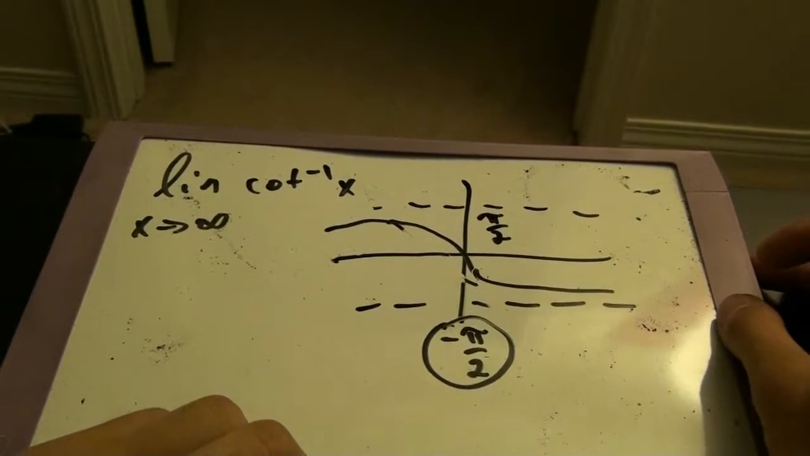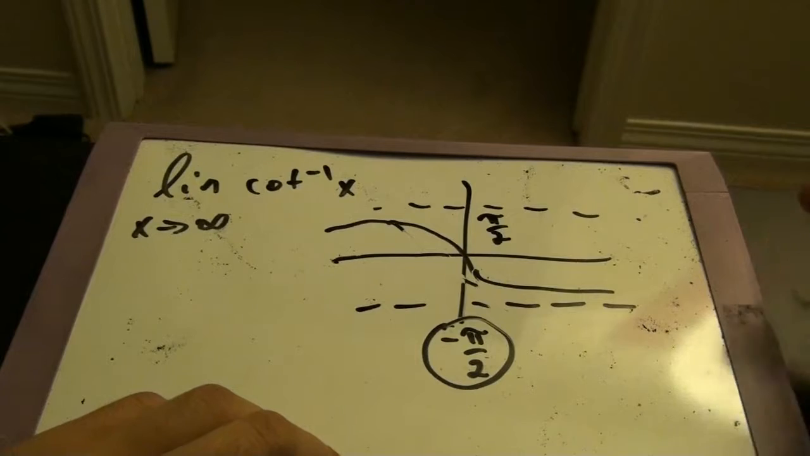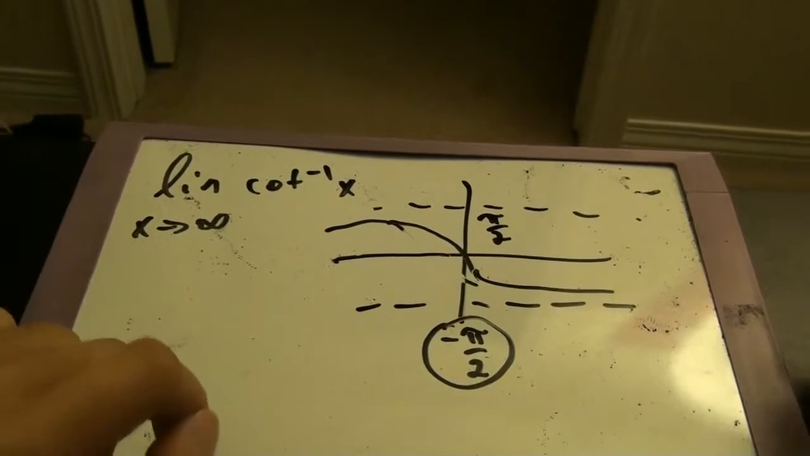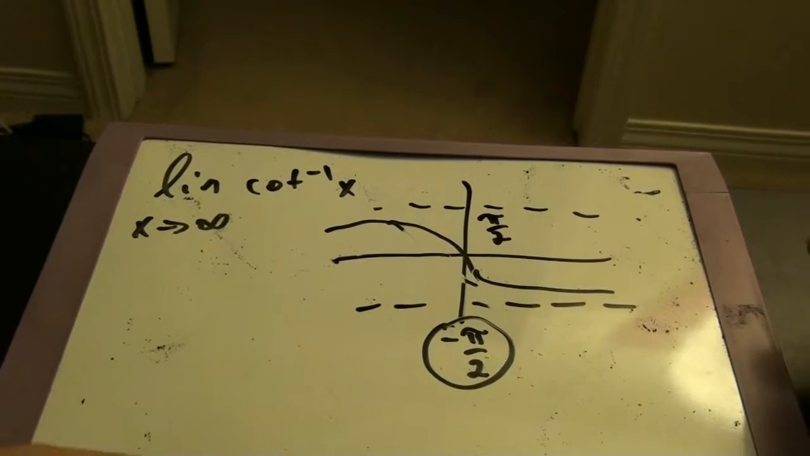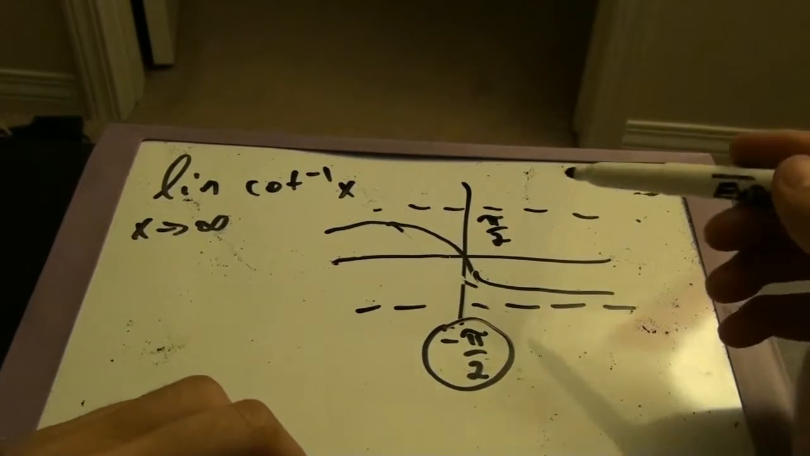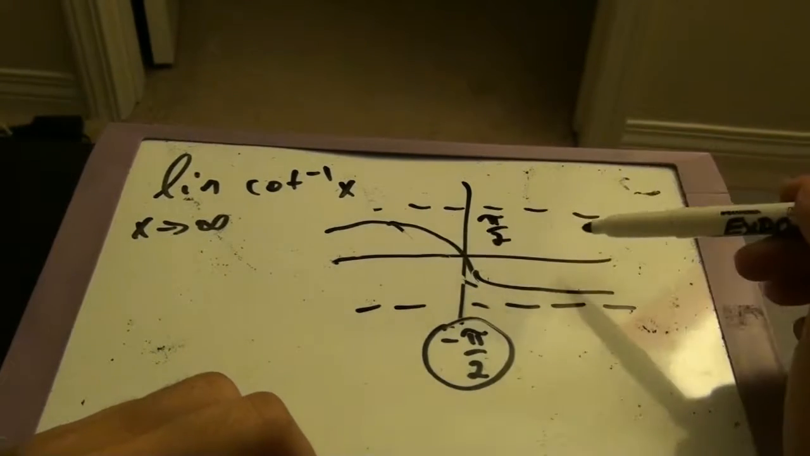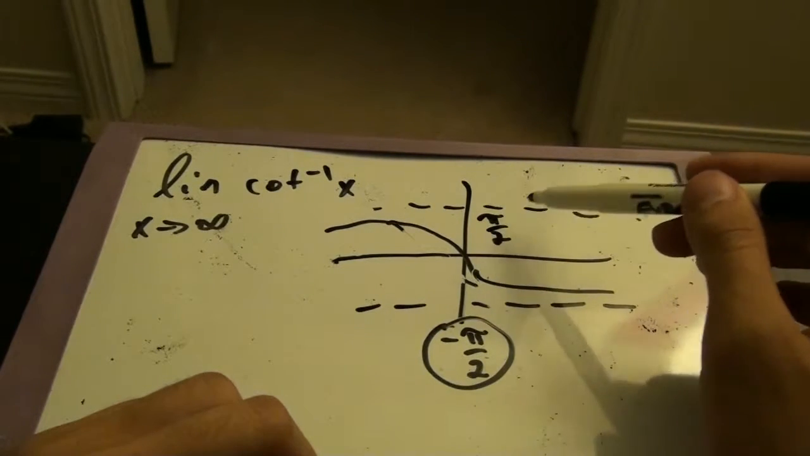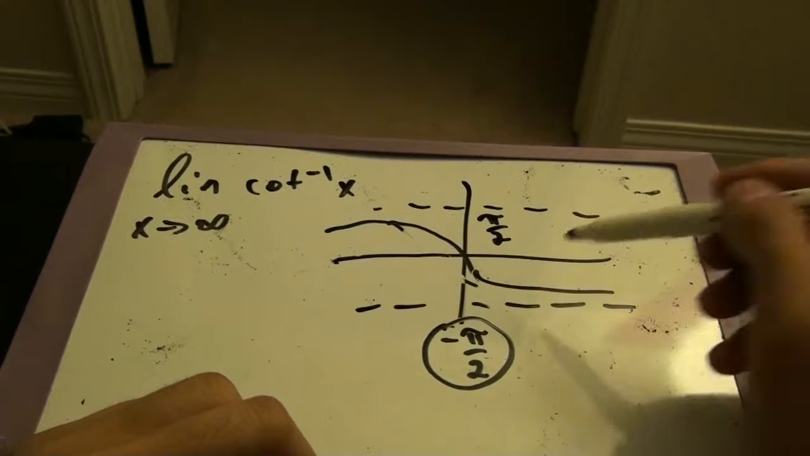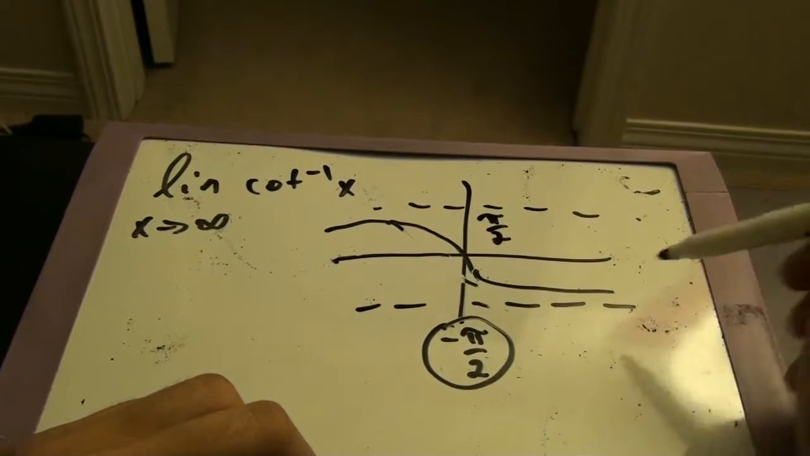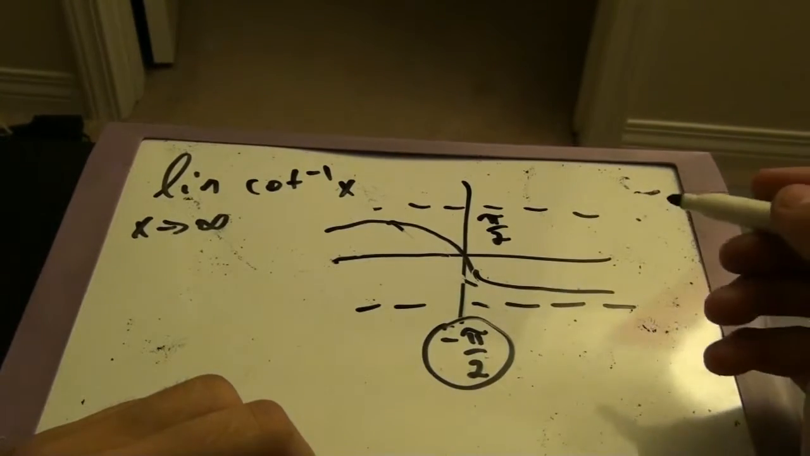So for trig functions such as arc cotangent x as x approaches infinity, we don't have an algebraic way of solving this, but we can just use the original method of finding the horizontal asymptote to determine what this limit is. So here we have the graph of arc cotangent, and it's bounded by pi over 2 and negative pi over 2. And by looking at this graph, we can tell that as x approaches infinity, it's going to approach this asymptote of negative pi over 2.